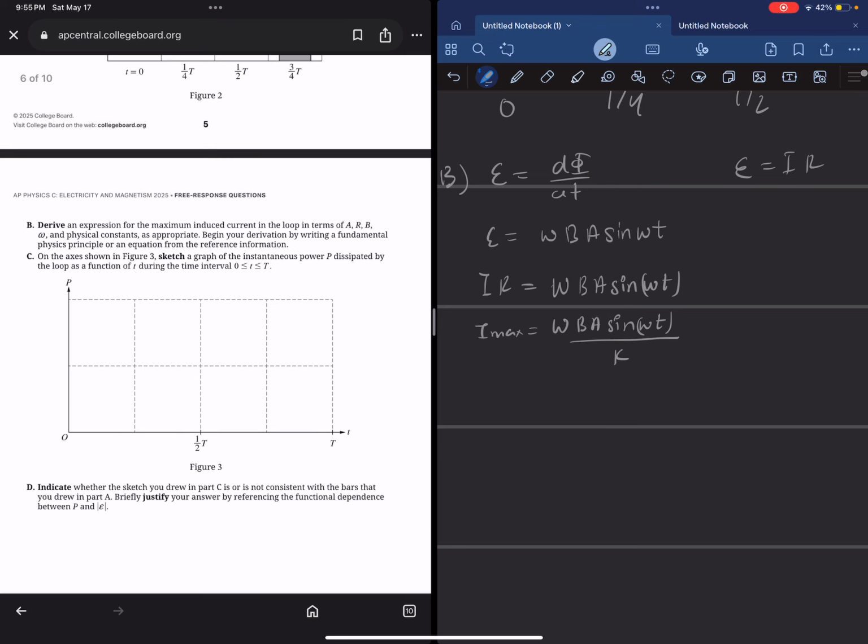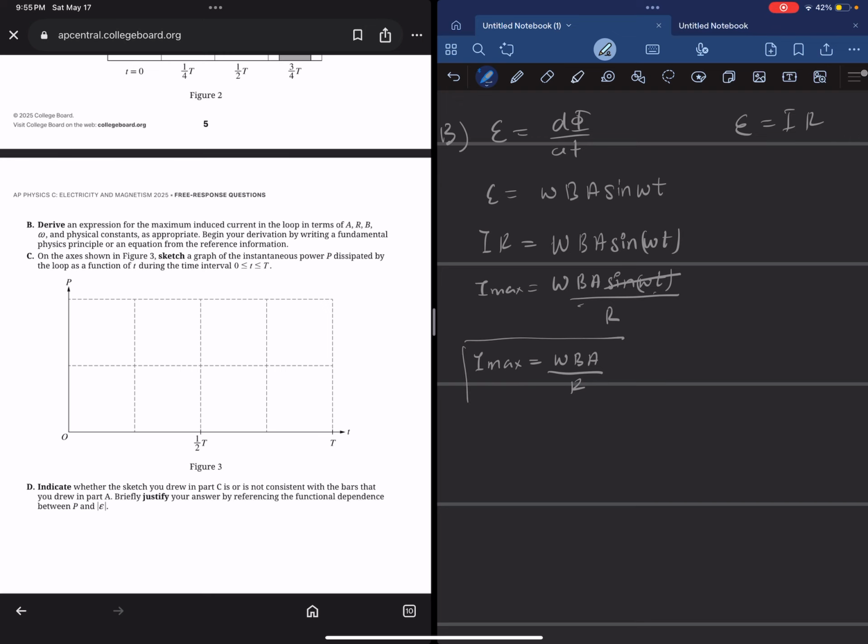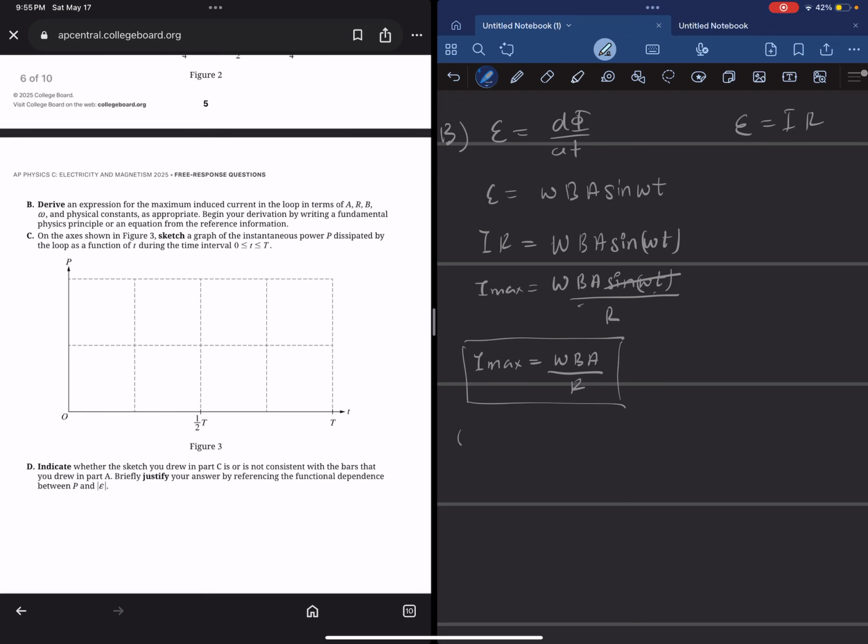Okay, so let's check the variables. We're allowed A, R, B, and omega, but no t. That means this has a max value when sine is 1, so we're just going to cancel that out, when omega t equals pi over 2. So the I max equals omega BA over R. Yeah? That's your final expression.